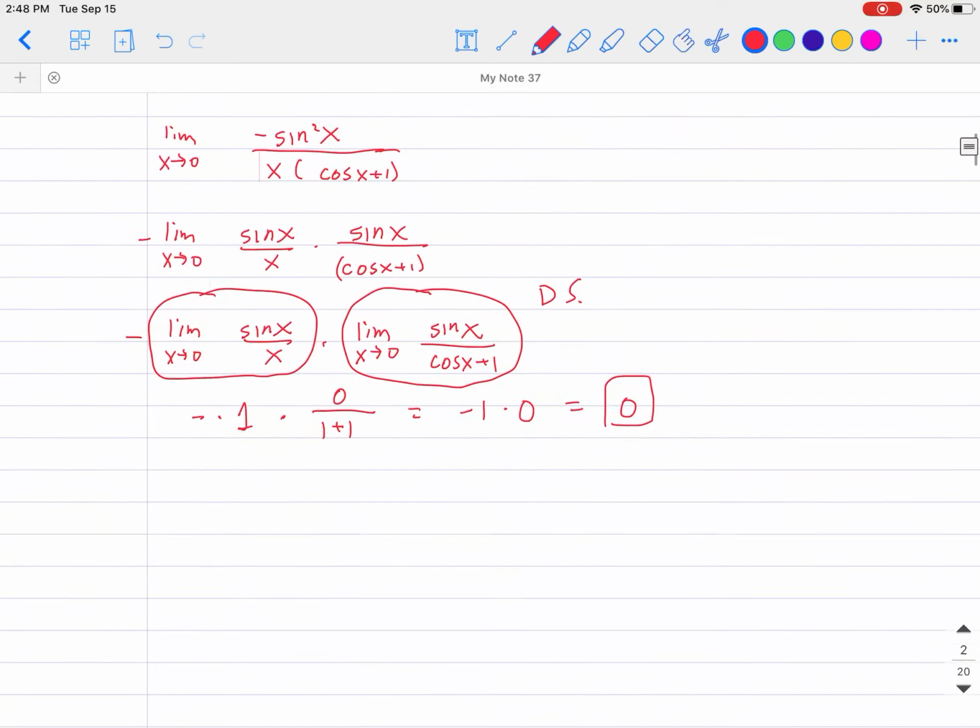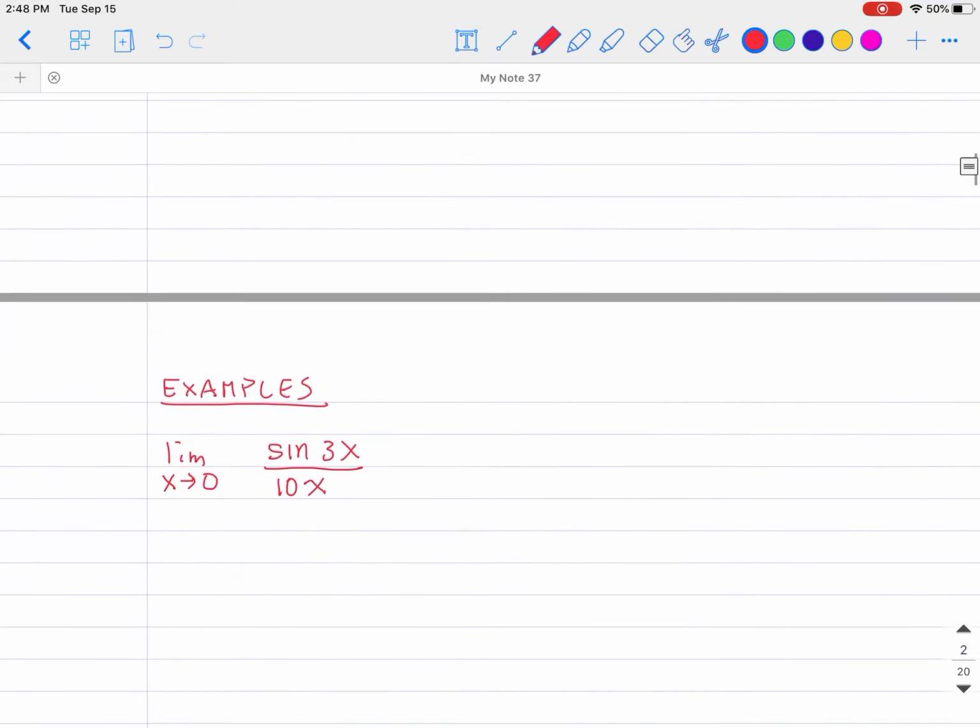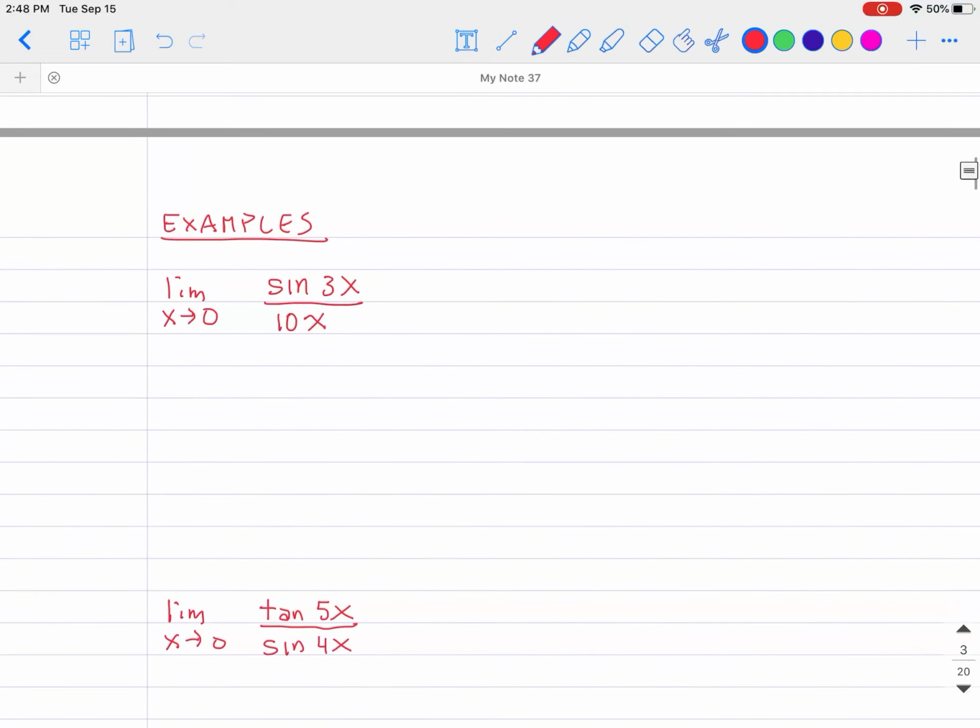So from here on out, you can use these as kind of like identities slash theorems to help you with your proof. Let's take a look at a few examples, and then afterwards, I think that will be it. So here's the first one: limit as x approaches 0 of sine of 3x divided by 10x. What I want to do is find out what the limit is, according to what we just did.